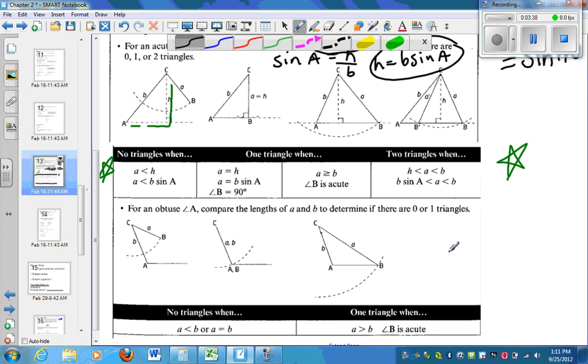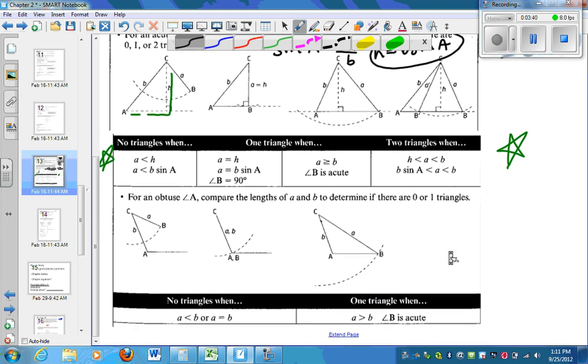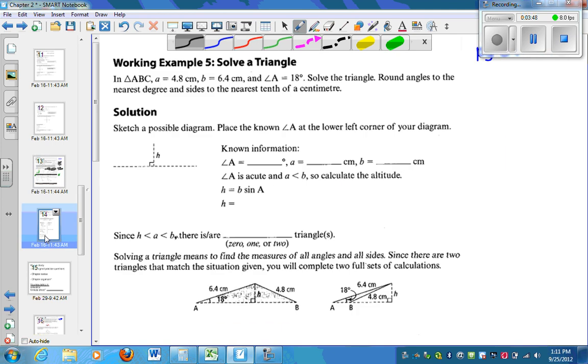So whenever we use the sine law, we have to look for ambiguity. And when it's obtuse, when we start with an angle bigger than 90, there are either no triangles or one triangle, depending on what we're looking at. So what does that look like in terms of a question? In triangle ABC, a is 4.8, b is 6.4, and angle A is 18.